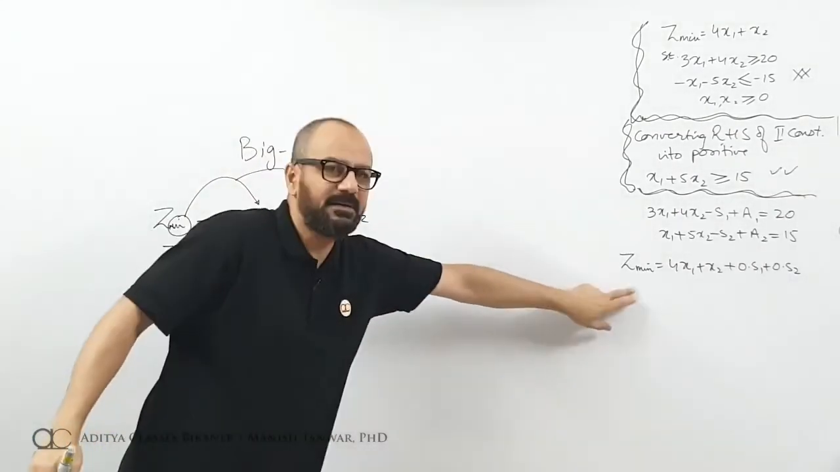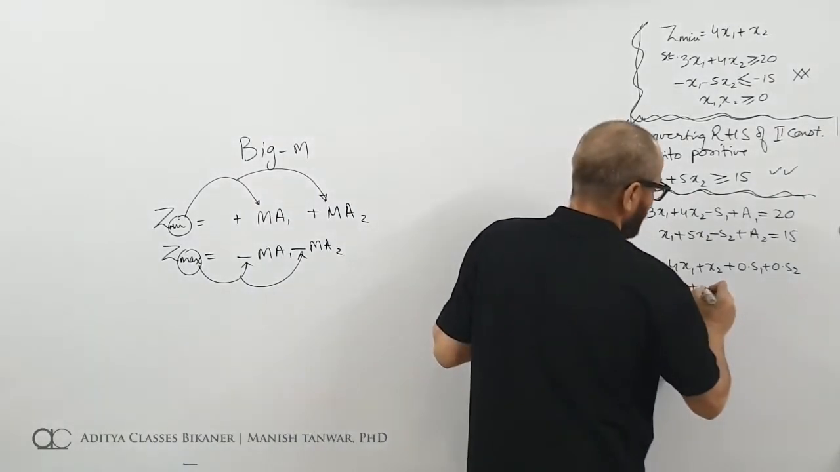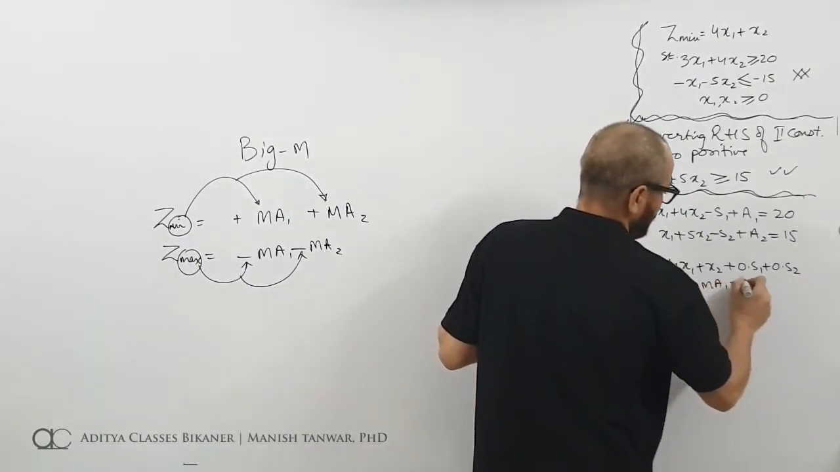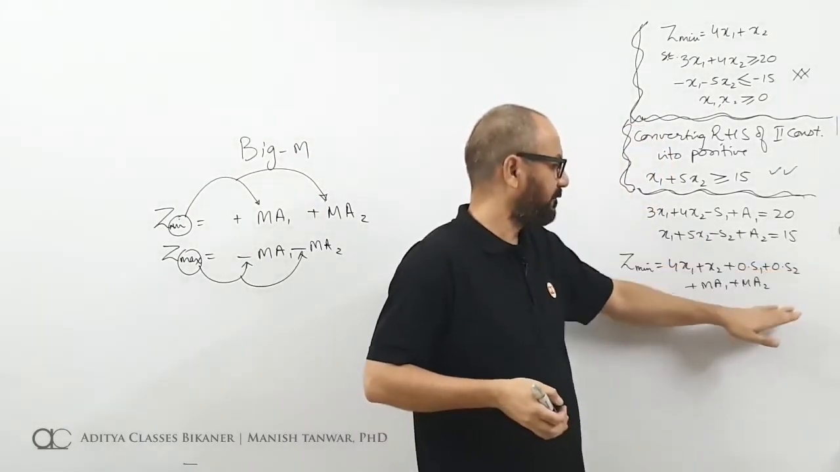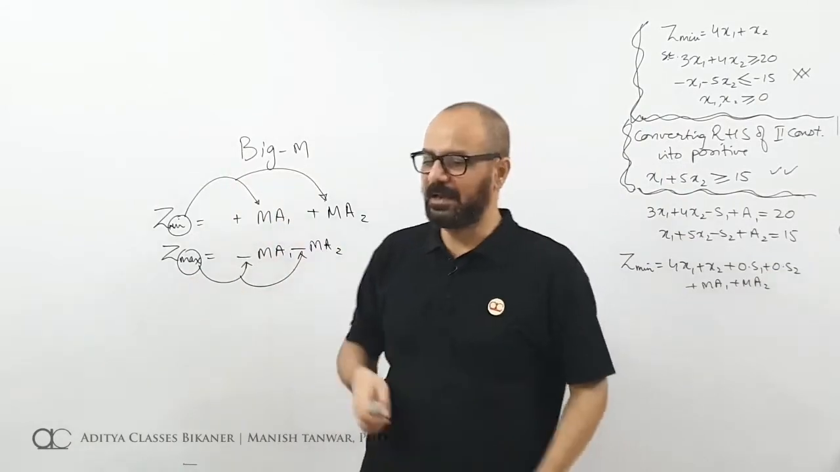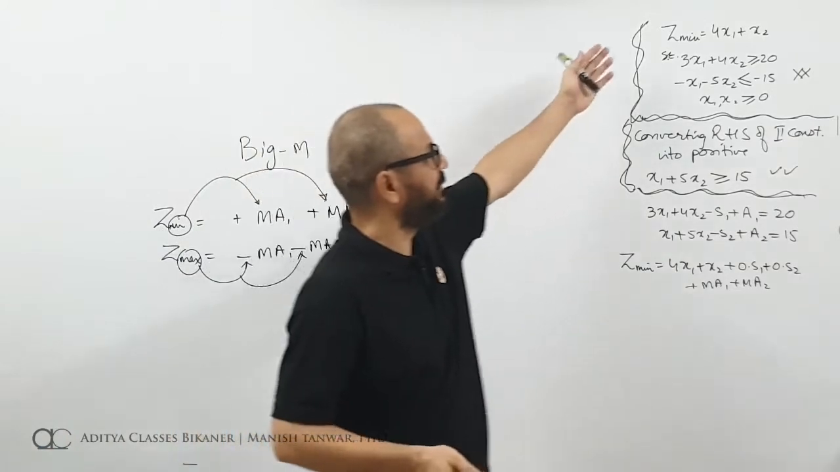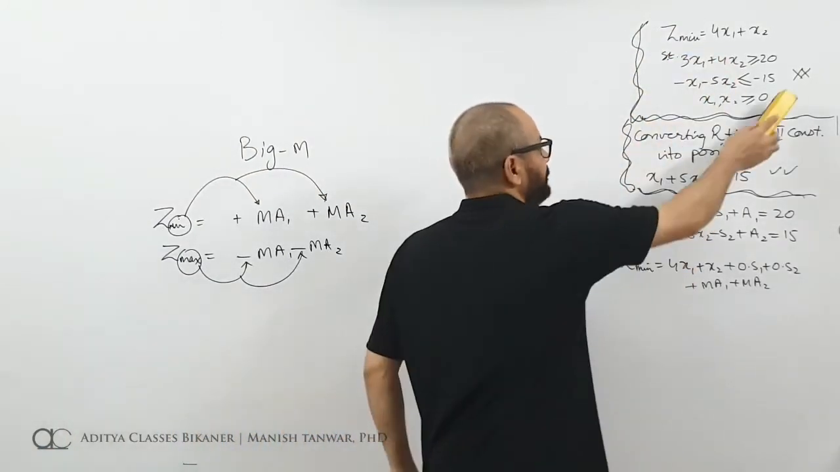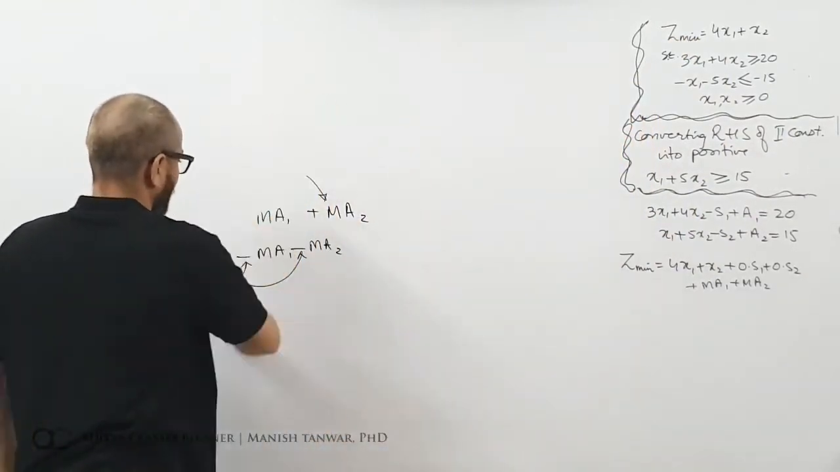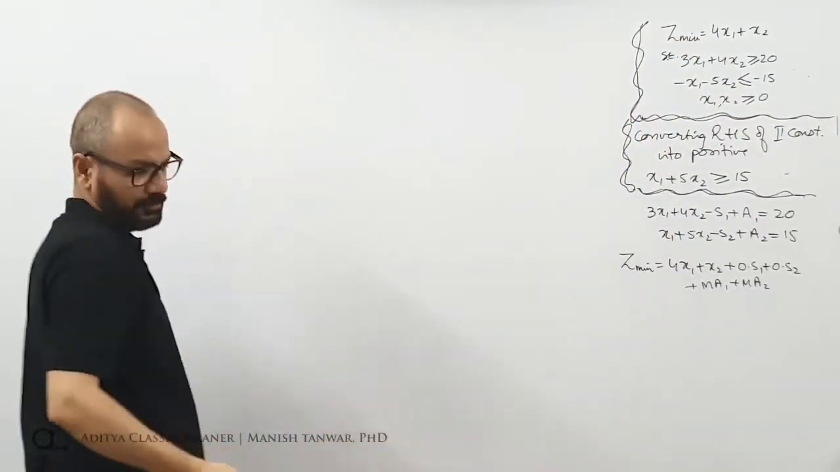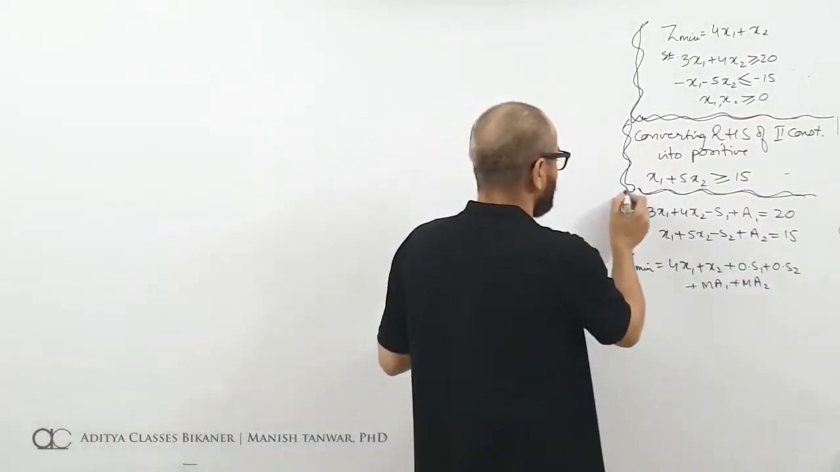So ours is a minimization case. So I'll be putting a plus MA1 plus MA2. So up till this point everything was the same, but for this artificial variable we have a big M. Big M is a number which is very large, larger than any of the numbers visible in my linear problem. So this is it. Can we go for IBFS?